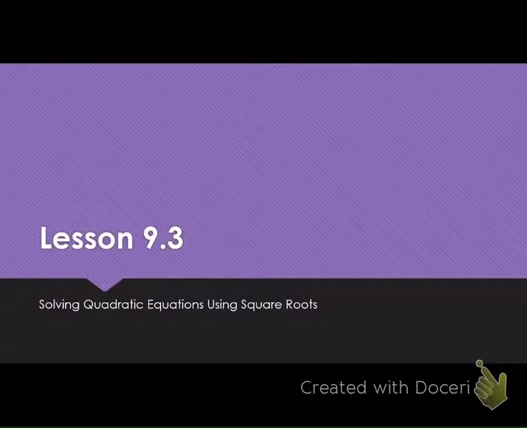Now, if the parabola crossed the x-axis twice, how many solutions or answers did you have? 2. Very good. If the parabola crossed the x-axis one time, how many answers did you have? 1. And if it never touched the x-axis at all, how many solutions did you have? None. All right, awesome. But what do we do if we're not going to graph the quadratic equation, but we still want to be able to solve and find our solutions? Well, that's where we're going to look at today, solving quadratic equations using square roots.